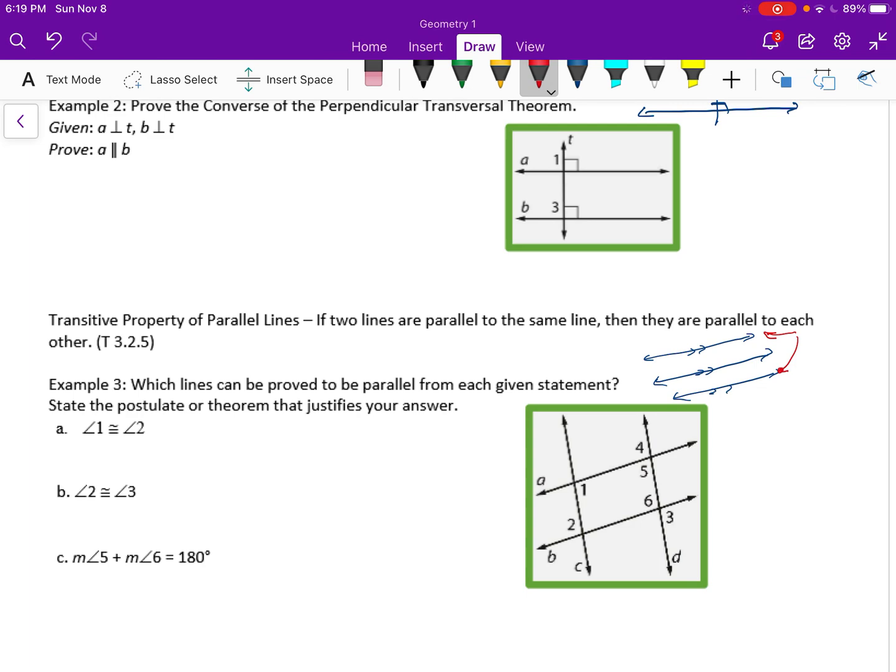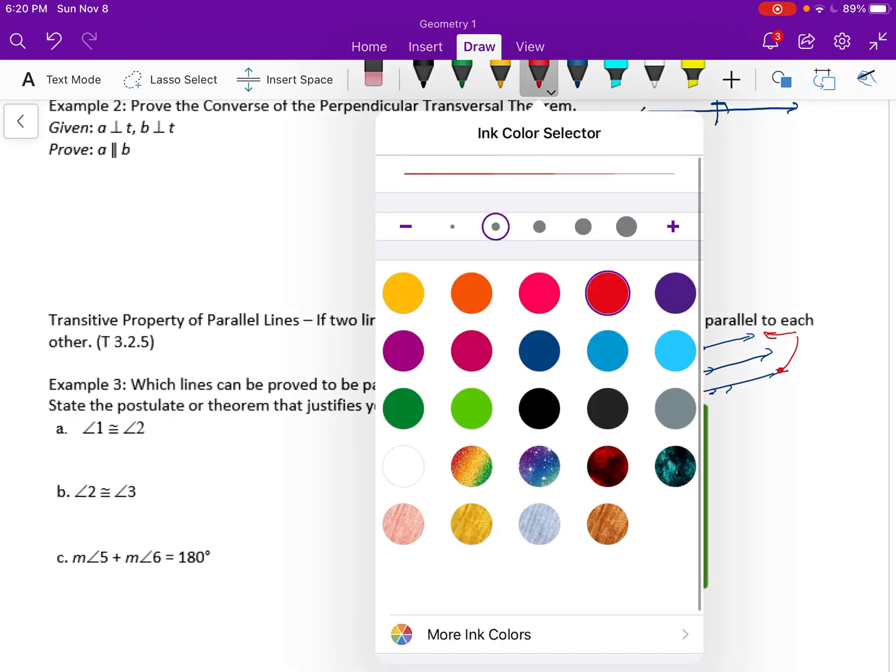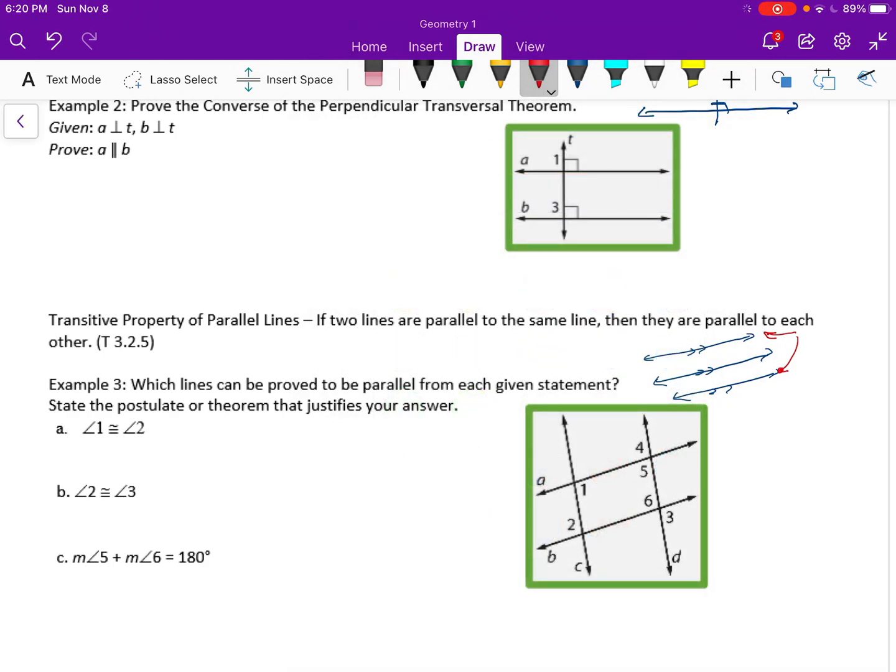And then example 3. Which lines can be proved to be parallel from each given statement? State the postulate or theorem that justifies your answer. So we're going to look at each of these individually. One doesn't have to do with the other. So we have our figure here with lines A, B, C, and D. And if we know angle 1 is congruent to angle 2, well, here's angle 1, and here's angle 2. Sorry, we don't know they're parallel yet, but we have two lines cut by transversal C.